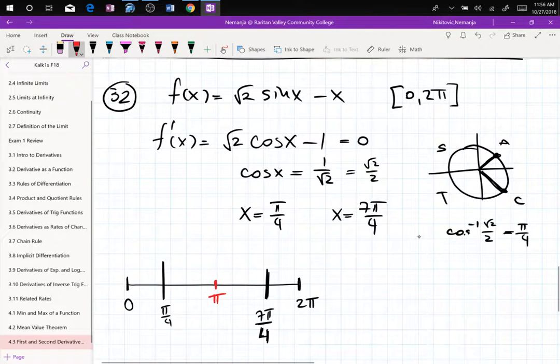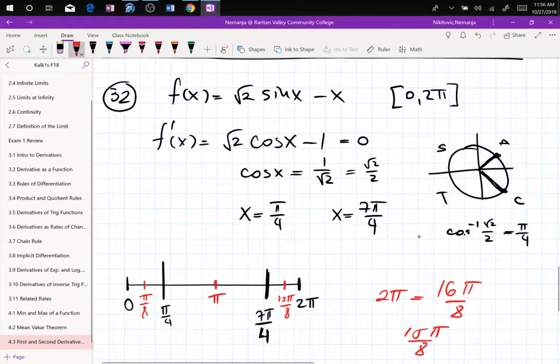And now I need to pick 2 points in between. So pi over 8, and over here, 15 pi over 8 as test points. How did I come up with 15 pi over 8? Well, I know that I need over 8 because I am in between quarters and whole numbers. So pi over 8 would be in the middle. Now 2 pi is 16 pi over 8. So 1 less must be 15 pi over 8. That's how I know to pick 15 pi over 8.